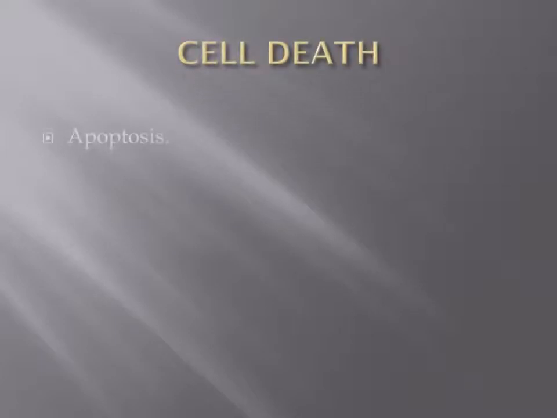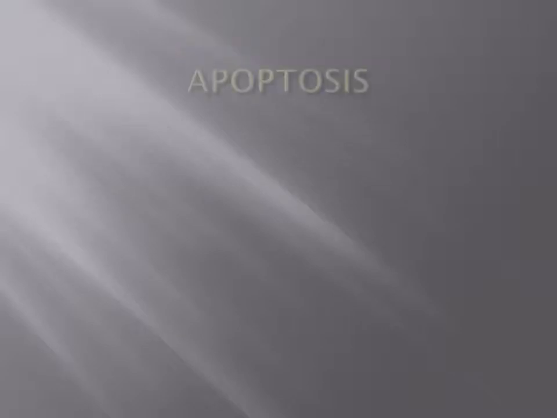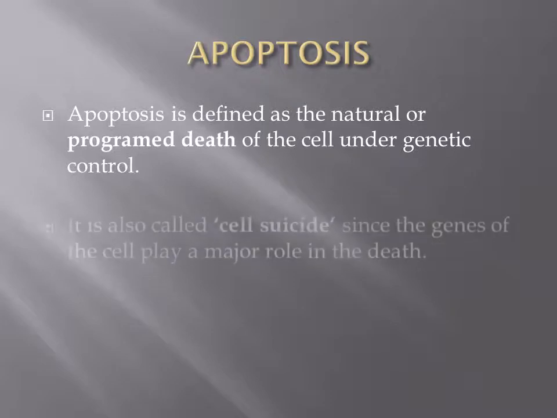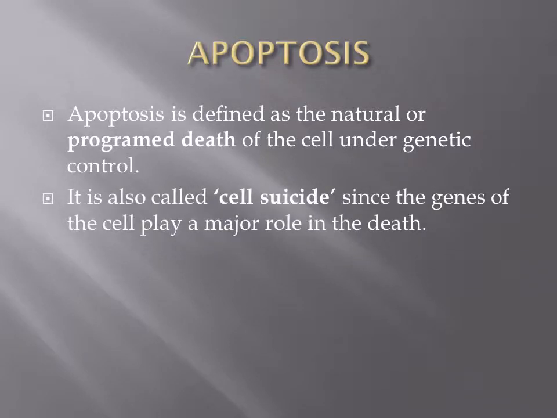Cell death. There are two processes of cell death: apoptosis and necrosis. Apoptosis. Apoptosis is defined as the natural or programmed death of the cell under genetic control. It is also called cell suicide since the genes of the cell play a major role in the cell death. This type of programmed cell death is a normal phenomenon and it is essential for normal development of the body. In contrast to necrosis, apoptosis usually does not produce inflammatory reaction in the neighboring tissues.